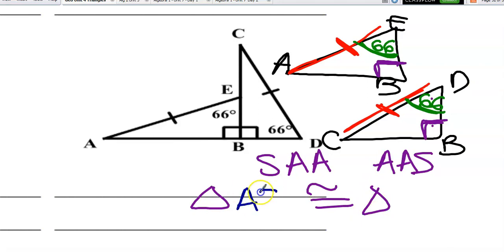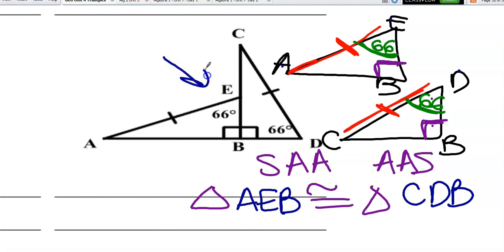AEB is congruent to triangle CDB. Whew. So the B's went together. They both were at the 90. The E went with the D, and the A went with the C. It's very helpful if you redraw it when it looks kind of strange or kind of sideways for these.